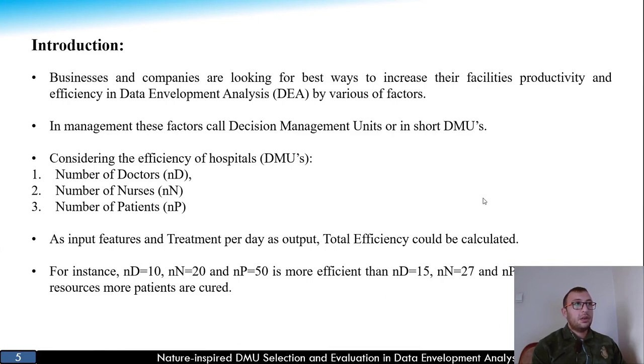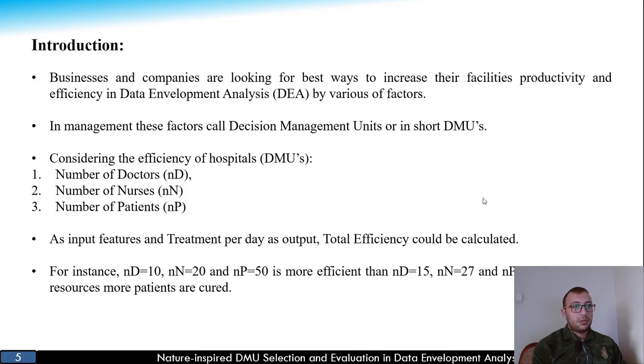Businesses and companies are looking for the best ways to increase their facility productivity and efficiency in data envelopment analysis by various factors. In management, these factors are called decision management units, or DMUs. Considering the efficiency of a hospital, for example, DMUs are the number of doctors, number of nurses, and number of patients as input features, and treatments per day as the output.